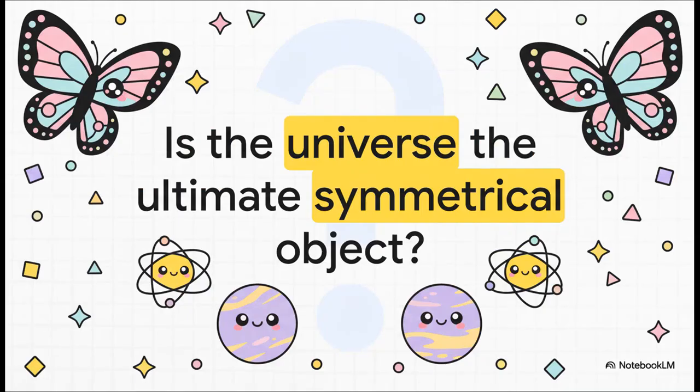So we end with this thought. If the rules that write the story of our cosmos are themselves deeply symmetrical, what does that say about the cosmos itself? Is the universe, in its grandest and most fundamental form, the ultimate expression of symmetry? From a simple butterfly's wings all the way to the very fabric of reality, that's the power of this hidden language.